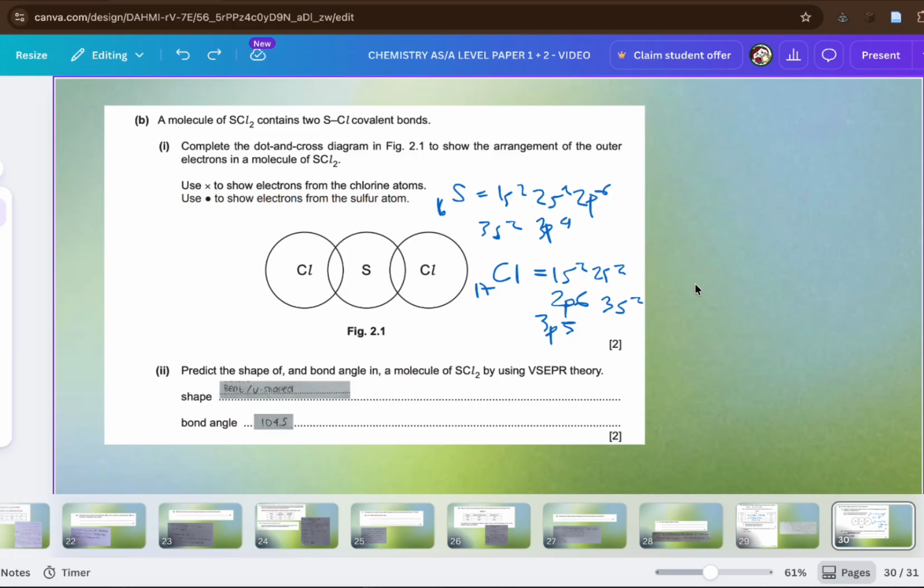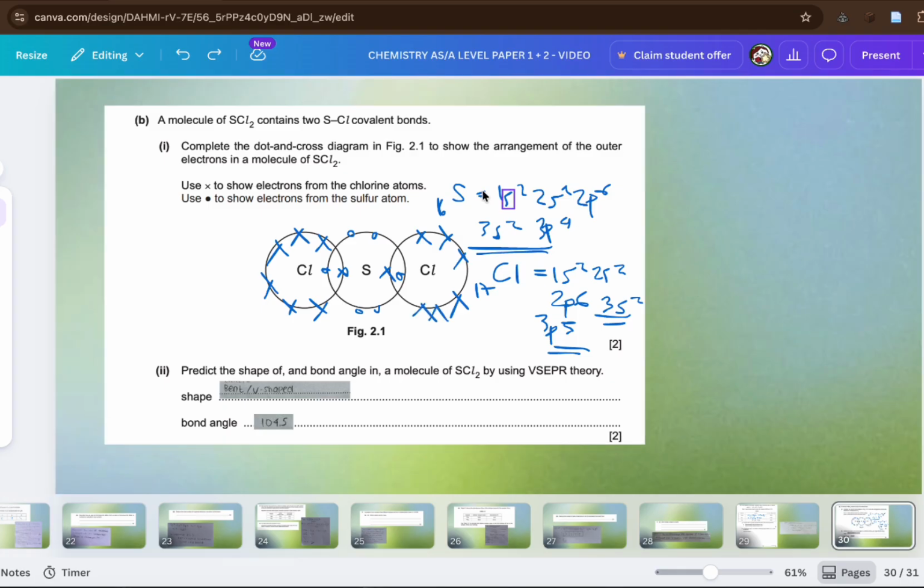Okay, now that we've got that, we just have to see the outermost electrons. For sulfur, there are 6, so write 6. Chlorine has 7. Alright, that's all we need.